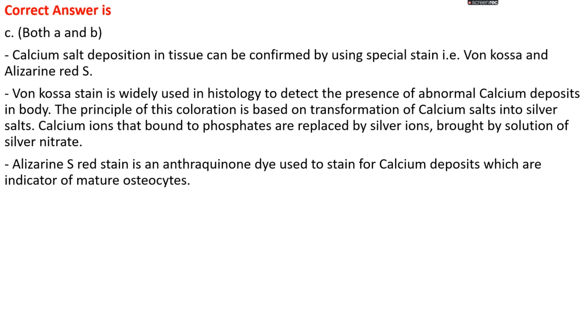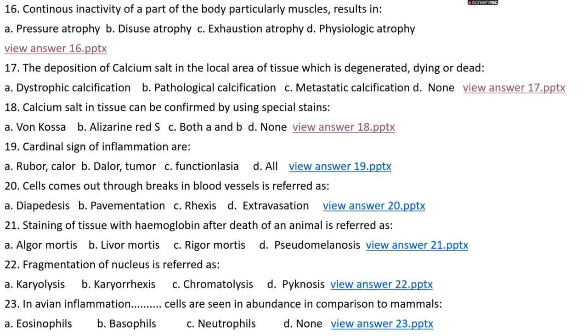Von Kossa stain is widely used in histology to detect abnormal calcium deposits in the body. The principle of this coloration is based on transformation of calcium salt into silver salt. Calcium ions bound to phosphates are replaced by silver ions from solutions of silver nitrate. While alizarin red stain is an anthraquinone dye which is used to stain for calcium deposits, which are indicators of mature osteocytes.